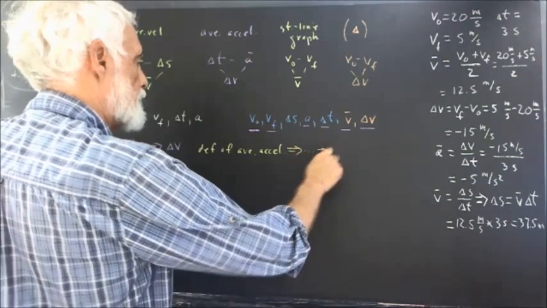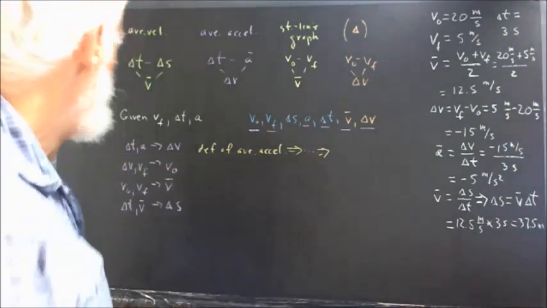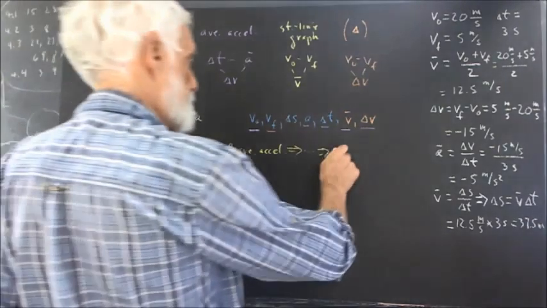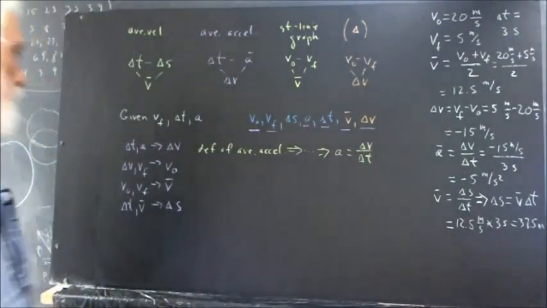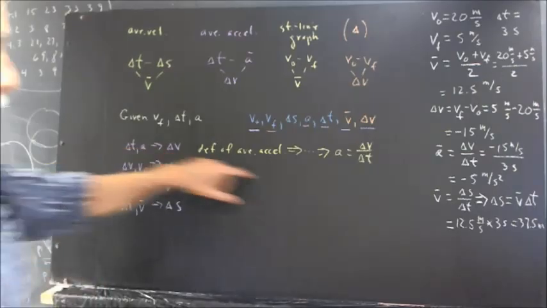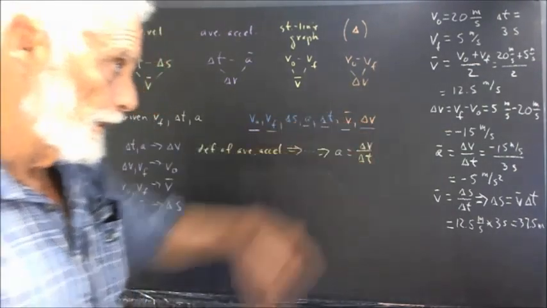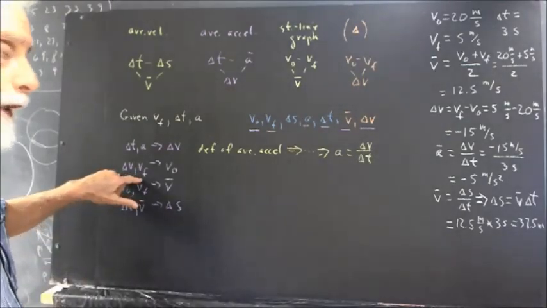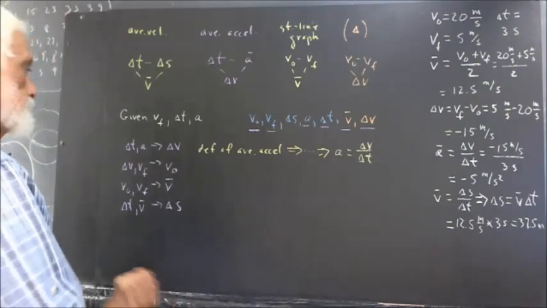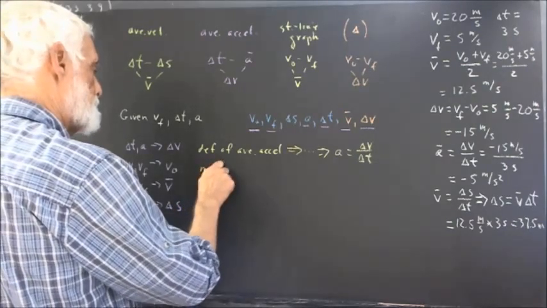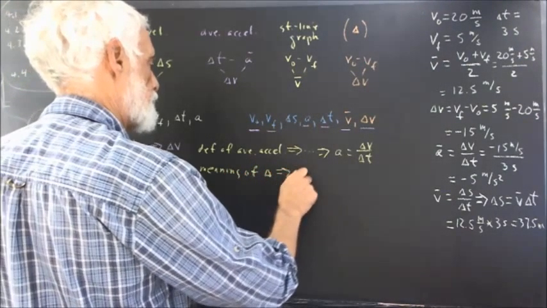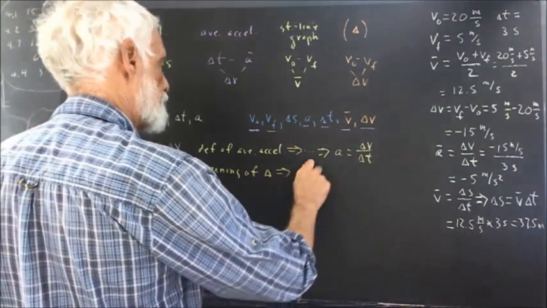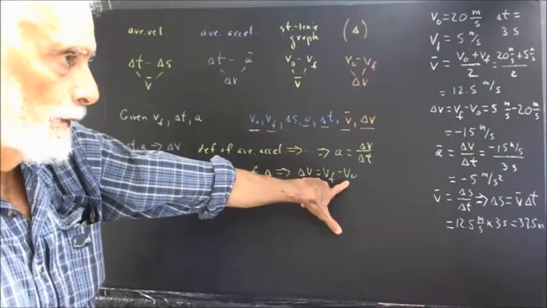Implies through the definition of average rate that acceleration is delta V over delta T. Knowing delta T and A, we multiply delta T on both sides, we're going to get delta V. Okay, delta V and VF, well, the meaning of delta says that delta V equals VF minus V naught. If we know delta V and V naught, then we can solve for VF.